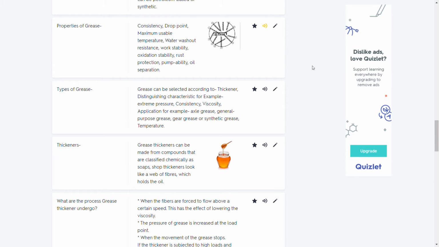Properties of grease: consistency, drop point, maximum usable temperature, water washout resistance, work stability, oxidation stability, rust protection, pumpability, oil separation. Types of grease: grease can be selected according to thickener or distinguishing characteristic, for example extreme pressure, consistency, viscosity, application, for example axle grease, general purpose grease, gear grease or synthetic grease, and temperature.